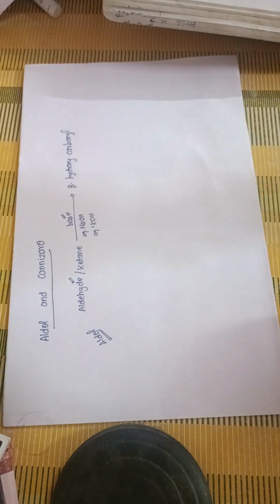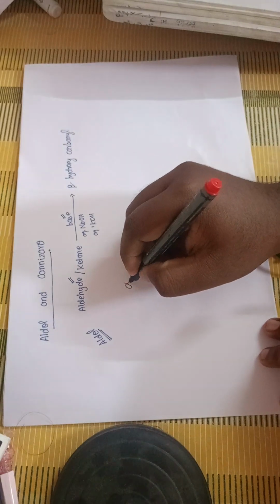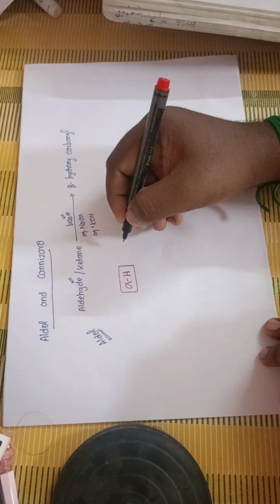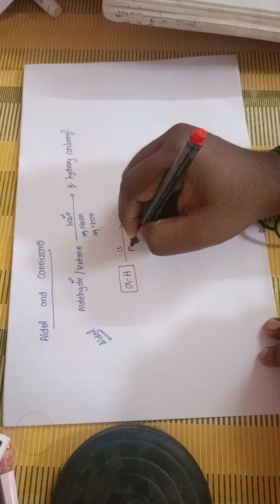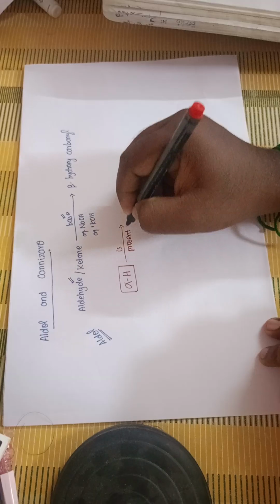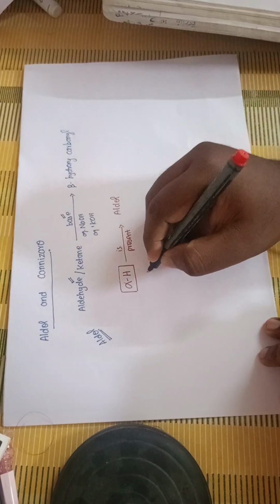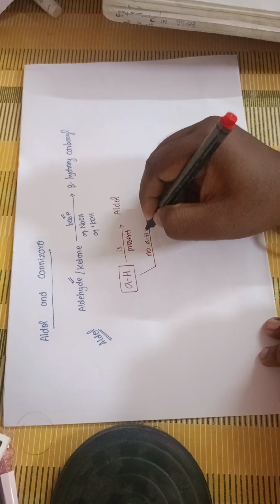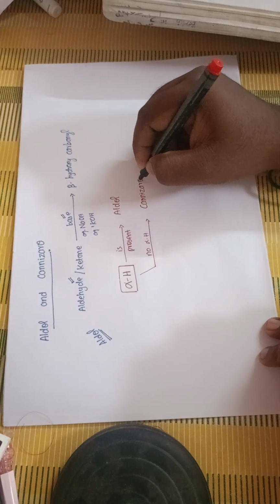it is purely based on the alpha hydrogen. So alpha hydrogen makes the difference. If alpha hydrogen is present, it will undergo aldol reaction, aldol formation. If there is no alpha hydrogen, it will undergo Cannizzaro.